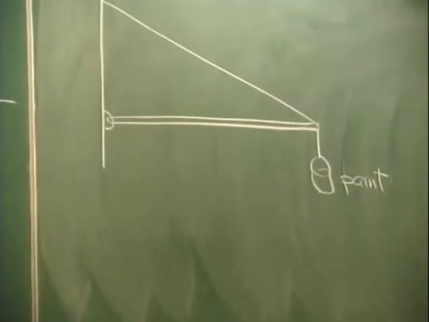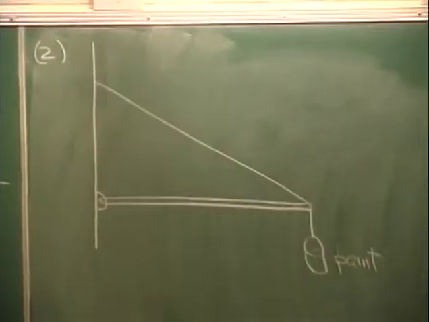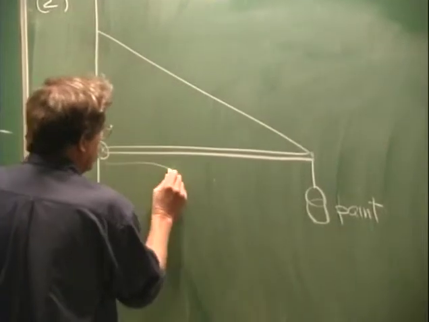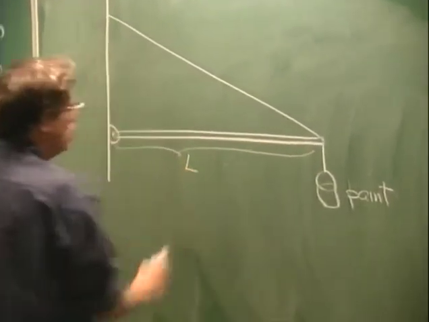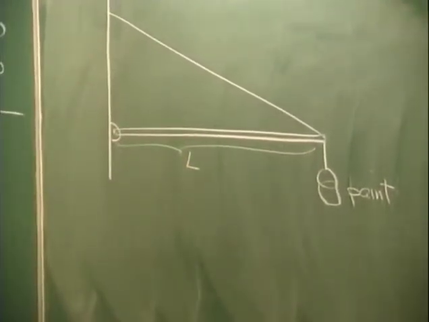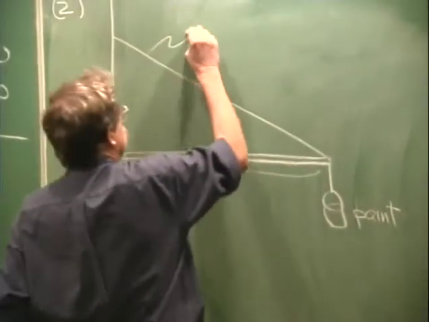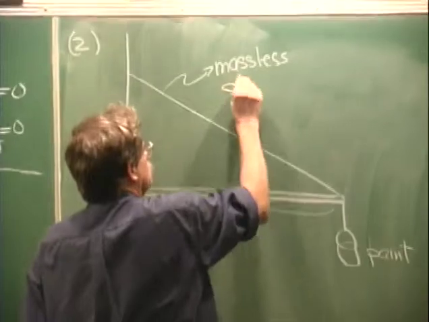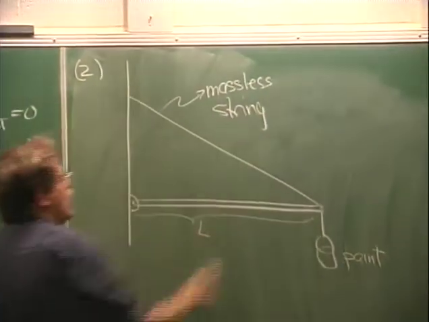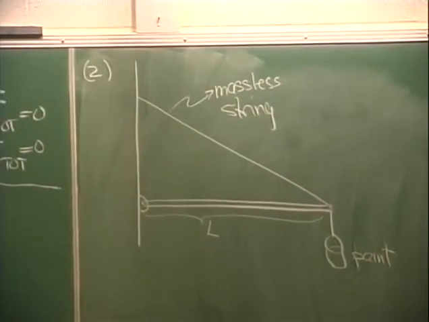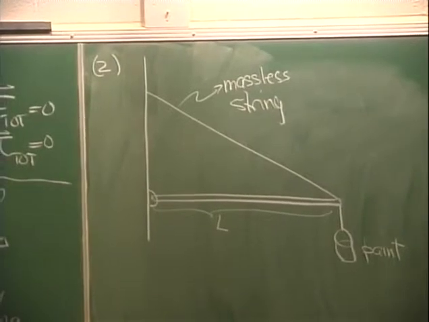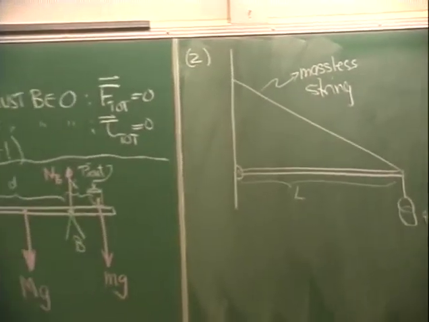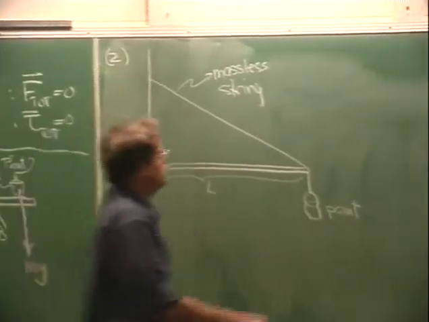Remember, it's got mass m. The board has mass capital M. This time I need the total length of the board. What should we call it? Capital L. So, massless string. But I'm worried about that string. It looks kind of flimsy, and I think maybe it's going to break if I stick too much paint out there. So I want to calculate the torque in the string.